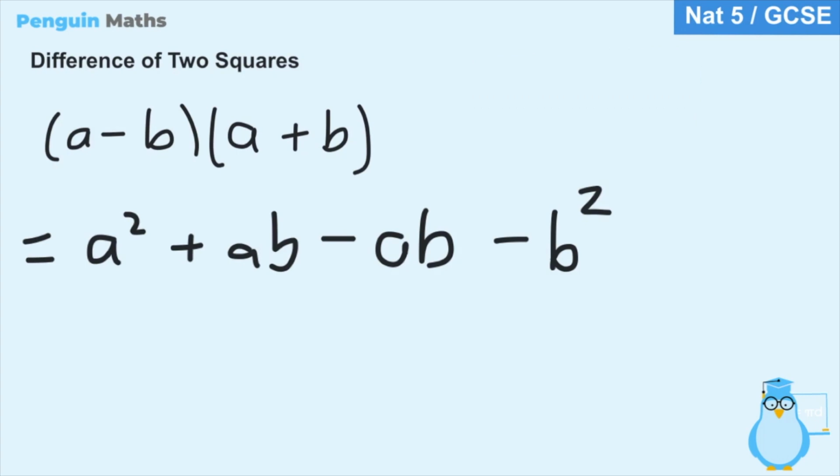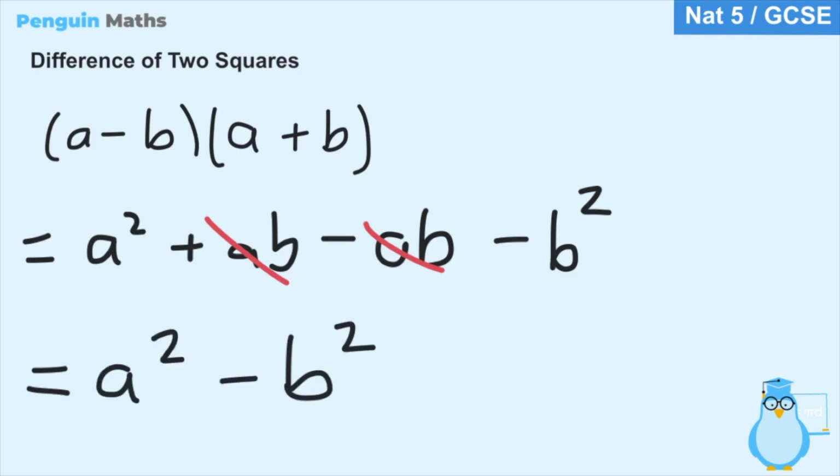So now that we've expanded these brackets, what we can do now is simplify. So if we have ab and then a minus ab, they're just going to cancel out to become 0. And that means that for our expression, we are just left with a squared minus b squared.